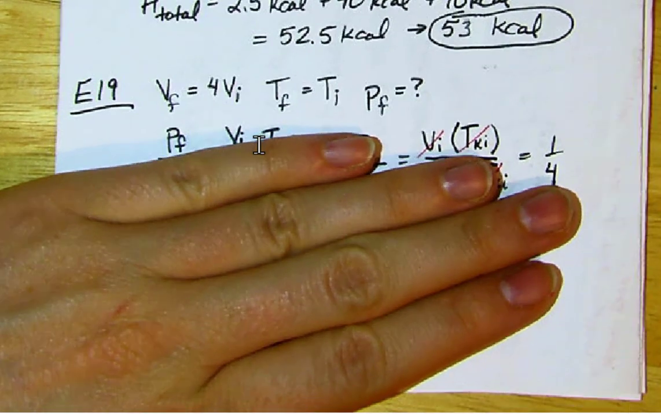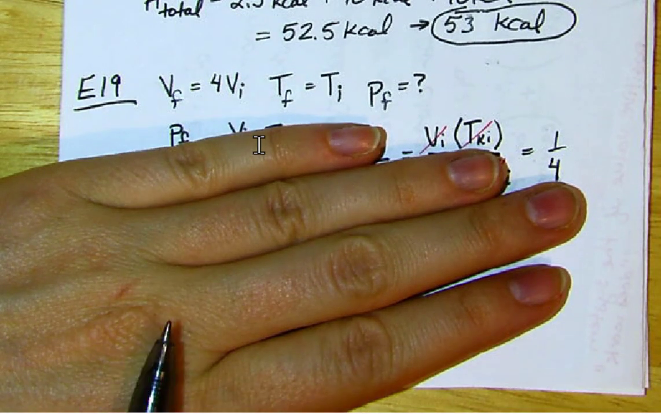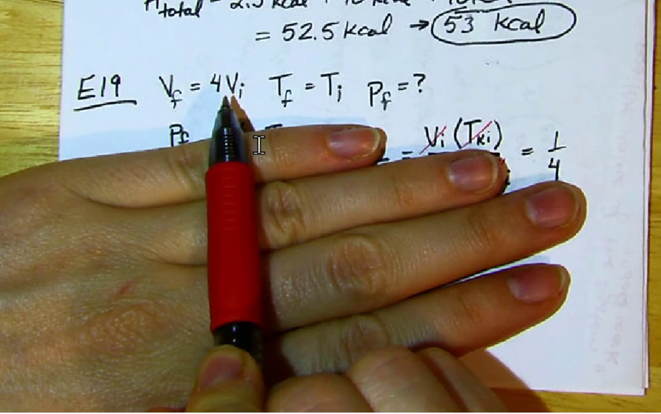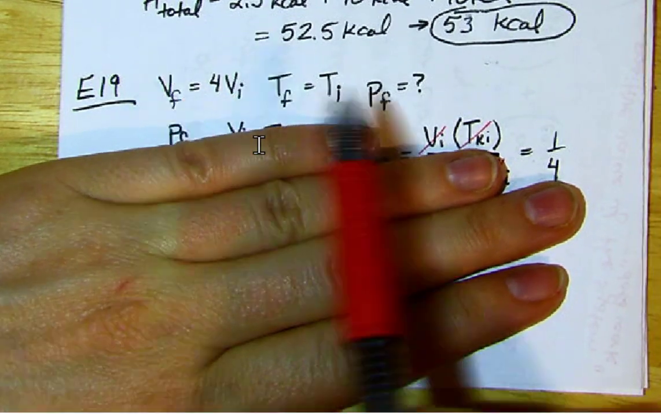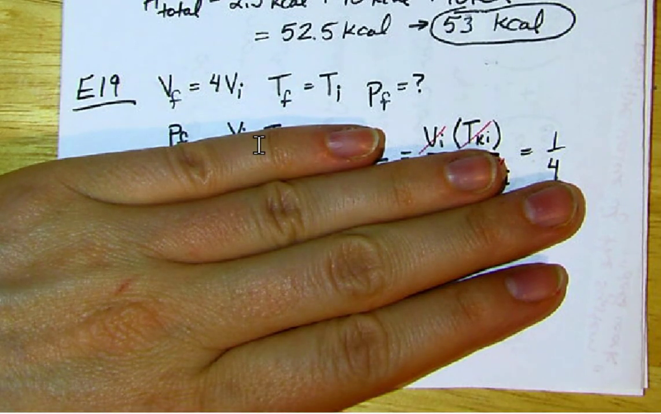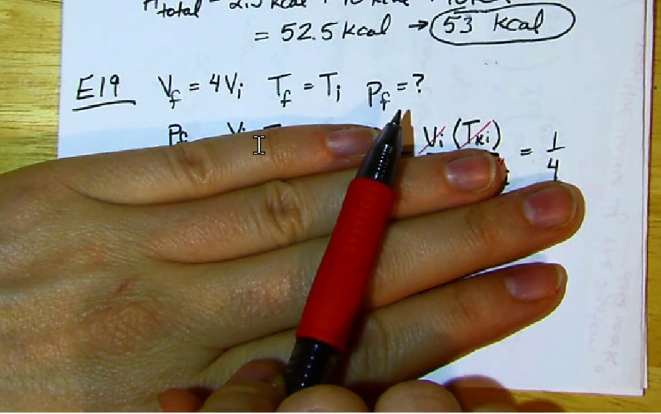So the first thing I'm going to do is write down what I do know, how final and initial compare. So the final volume is equal to 4 times the initial volume. So the final volume is bigger. The final temperature is equal to the initial temperature, whatever that happened to be. All right, and we're trying to figure out the final pressure.